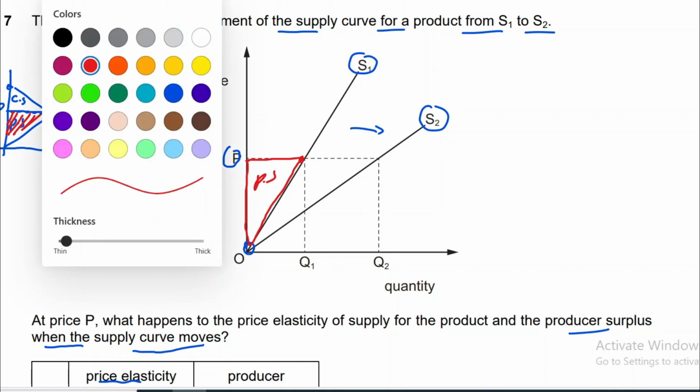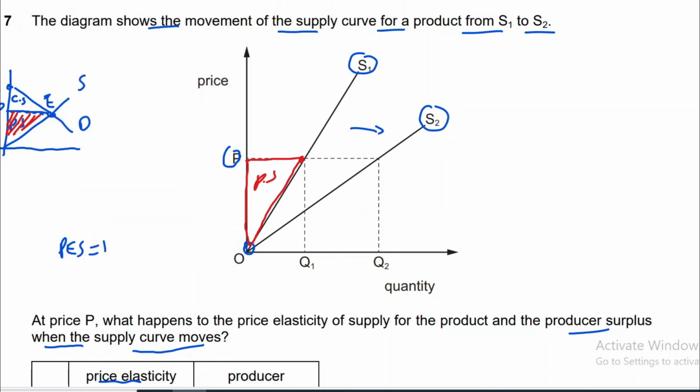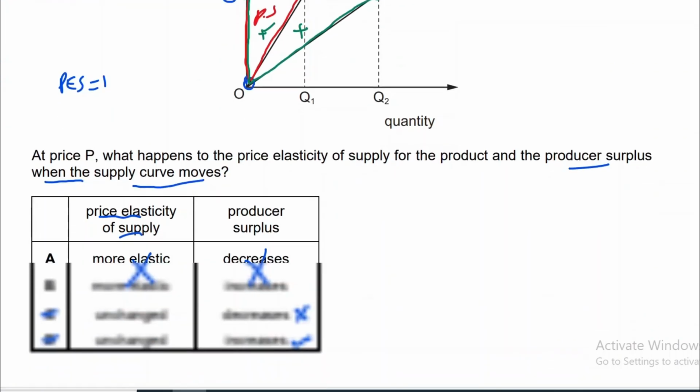After the change in supply, when supply moved to the right, the equilibrium price stays the same, and now the supply curve is this one. So this will be the total producer surplus. The bigger triangle, the green one, is the new producer surplus. So producer surplus has increased a lot. Initially it was a smaller triangle, but now it is this triangle plus this triangle. So producer surplus has increased.